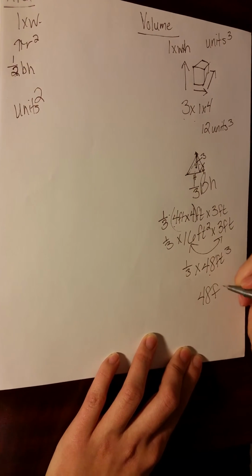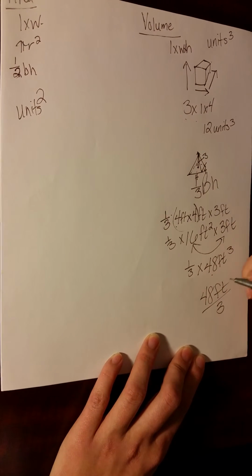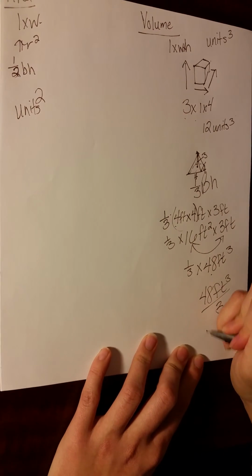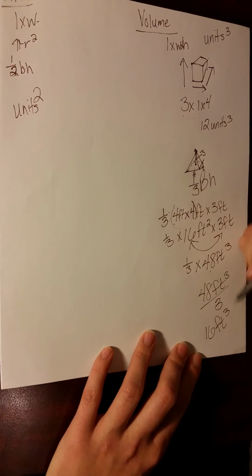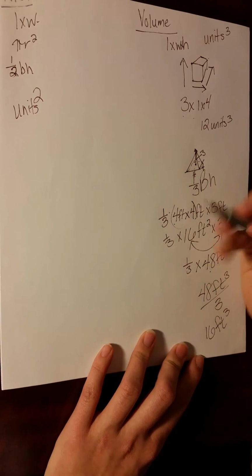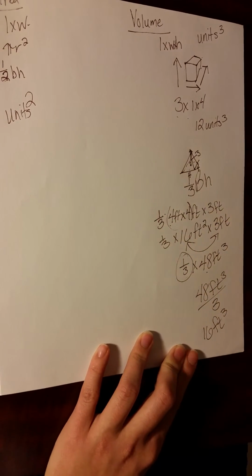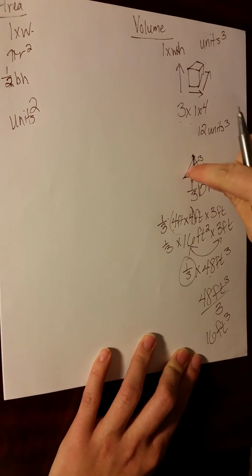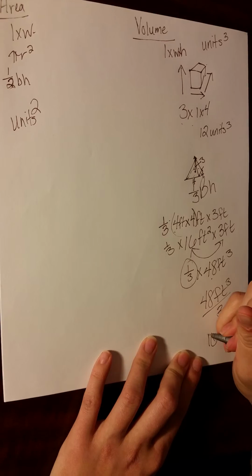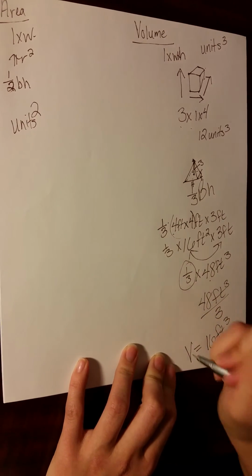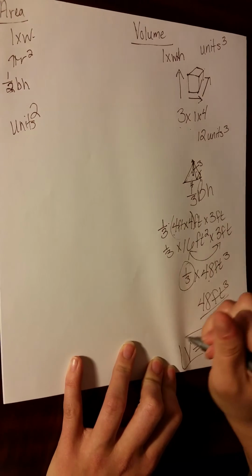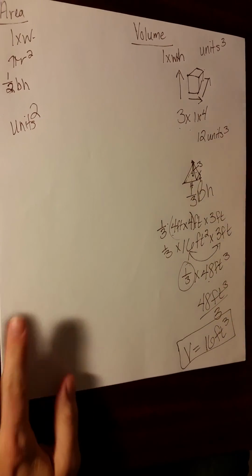and we get 16 feet cubed. Now the reason the cube did not change is because this isn't feet. This is figuring out the triangle because we have 3 different triangles. So the volume equals 16 feet cubed of the pyramid.